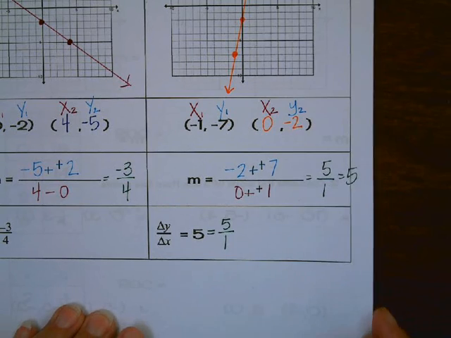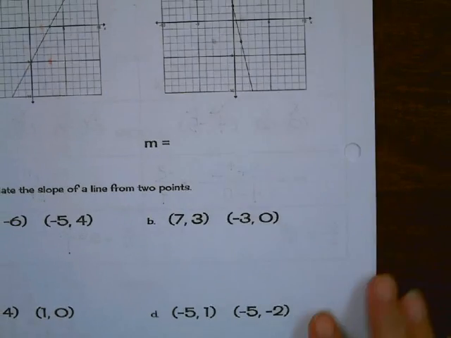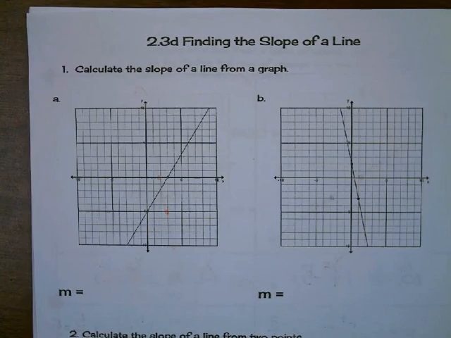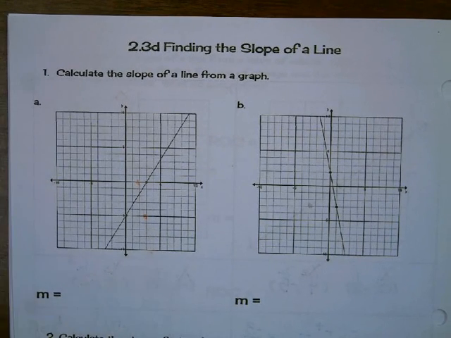All right, so if you can flip over to the very next page, we're going to go ahead and start 2.3D, finding the slope of a line. Which we're going to actually learn. We're going to do a couple of these that we've done in the past, and then we're going to learn how to find that slope of a line from a table. So a lot of this should just be review, kind of putting these all together.